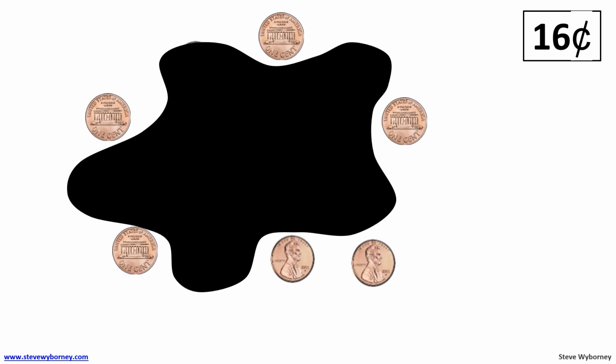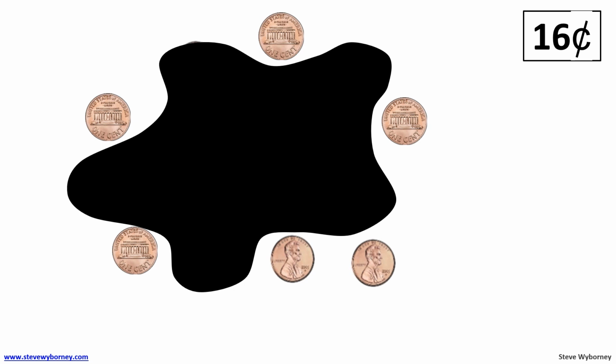I see 6 pennies, which is worth 6 cents. We know there were 16 pennies or 16 cents. I could count up from 6 to get to 16 to figure out how many pennies are hiding. I'm going to track on my fingers. 7, 8, 9, 10, 11, 12, 13, 14, 15, 16. 10 pennies are hiding. So 6 plus 10 is 16.